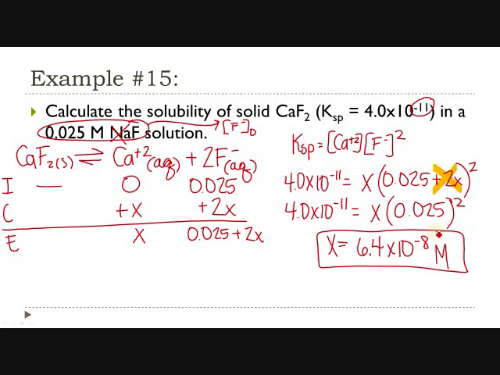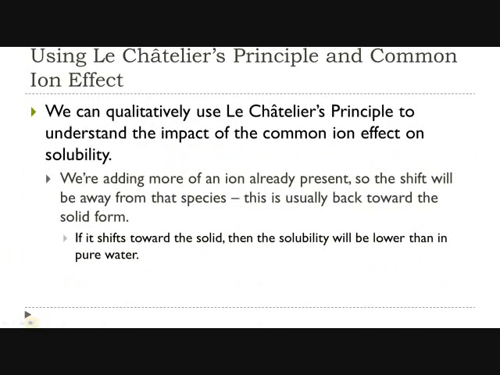Okay. Last but not least, how do we use Le Chatelier's principle with the common ion effect? Well, we can use it qualitatively to understand the impact that the common ion has on the solubility. So if we're adding more of an ion that's already present, one of those major species, something that's already in the beaker, then the shift will be away from that species, meaning that if it shifts toward the solid, then the solubility will be lower than that of pure water. And that's what we saw when we compared back on page 12, the solubility of the silver chromate in pure water versus in a solution with silver ion.